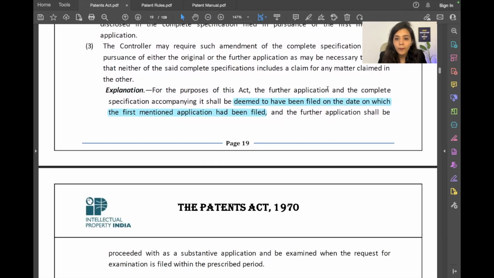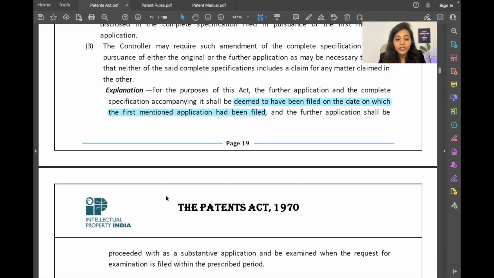The further application and the complete specification accompanying it shall be deemed to have been filed on the date on which the first mentioned application had been filed. So what will the patent office do? Even if you are dividing the application at a later date, the patent office will consider that you have filed your application on the first date of filing of the first mentioned application. That's why it is called anti-dating. You are shifting the date to a prior application date.